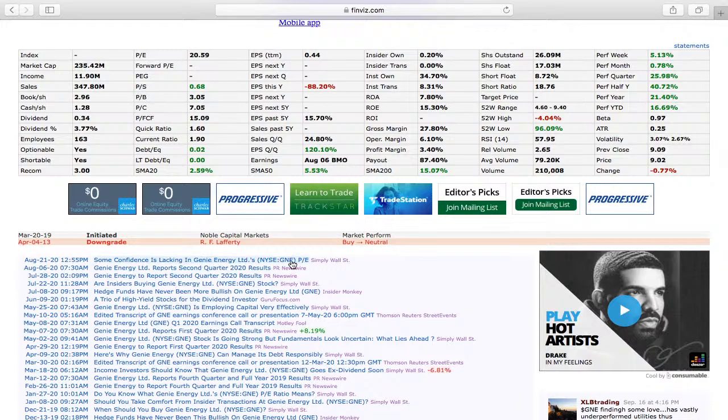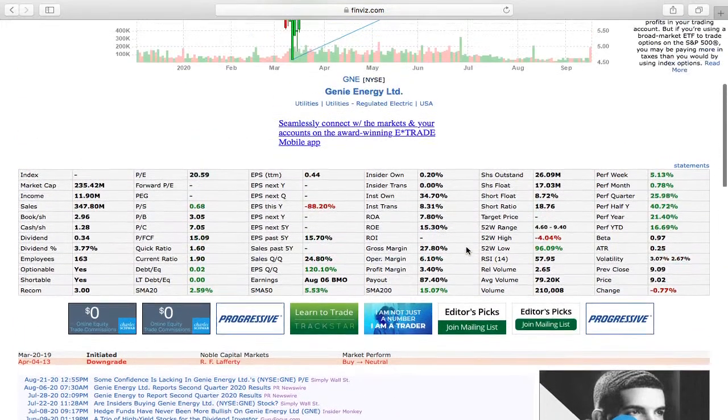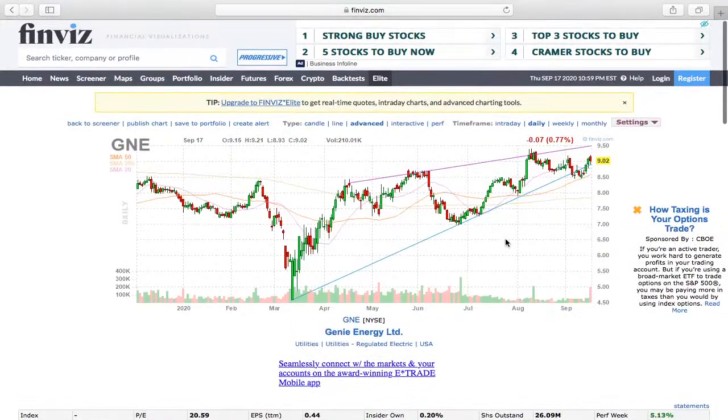Some confidence is lacking, so you definitely want to check out the news and get a second opinion. Maybe go on Webull News, maybe go on Stockmaster News or whatever you use for news.